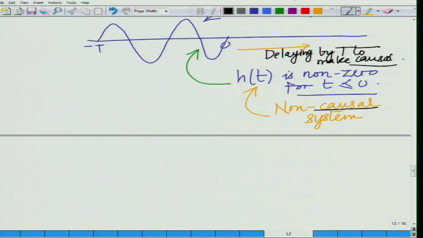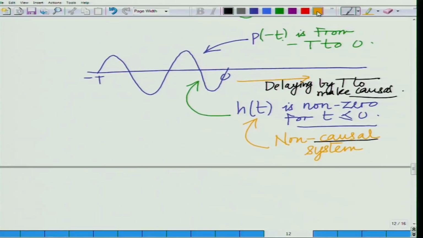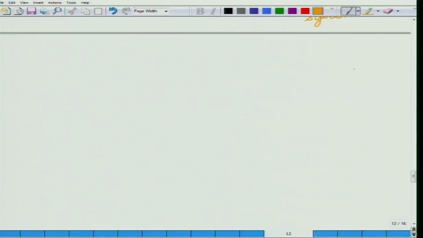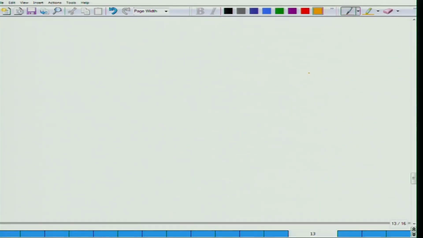That is, we are performing t minus t naught. So, what happens now is when you delay this by t, you get this from 0 to t, which is causal. Okay. And now, therefore, we know after matched filtering, we also know what is the optimal detector.